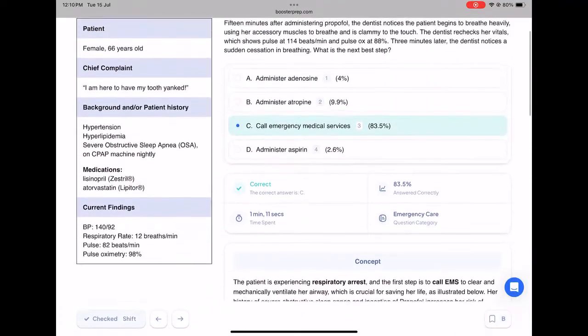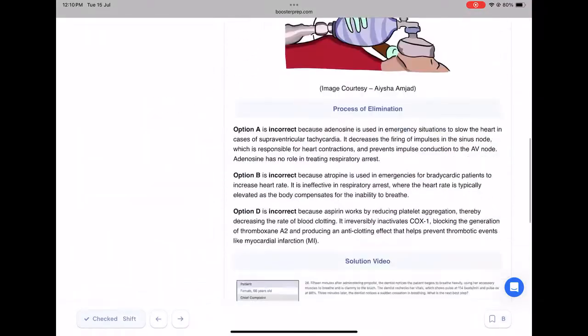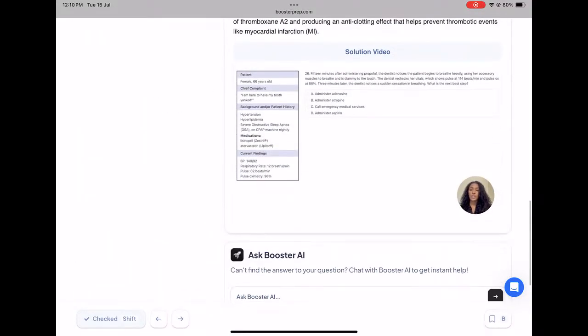So option A reads administer adenosine. So this is used for arrhythmias, and we use it in emergency situations to treat supraventricular tachycardia, but it has no effect on treating respiratory arrest, so this would be incorrect. Option B reads administer atropine. So this is an anticholinergic drug, and we use it when you want to treat bradycardic patients to help speed up the heart. It has no effect in respiratory arrest, so this is also incorrect.